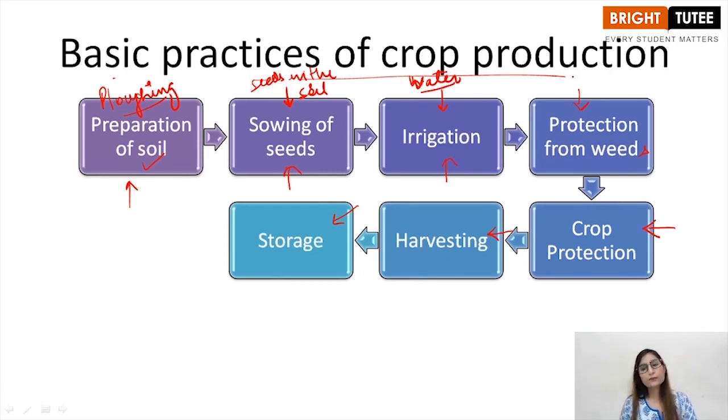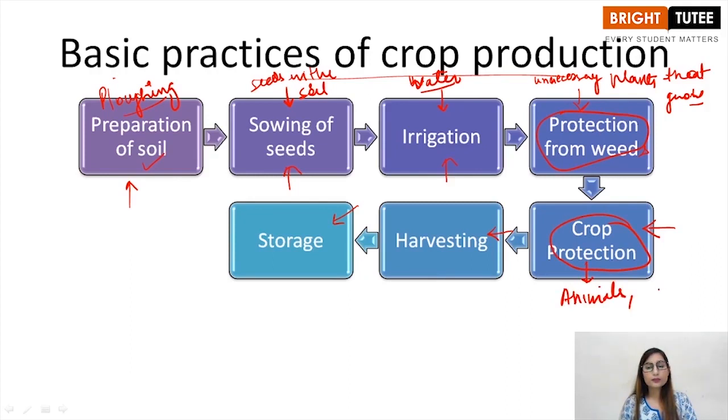Then protection from weeds. Students, weeds are unnecessary plants that grow alongside our crop, and they utilize the nutrients which are important for our crop. So we have to protect our crop from weeds as well. Then crop protection again from other factors such as animals, birds. Here techniques such as scarecrow are used.